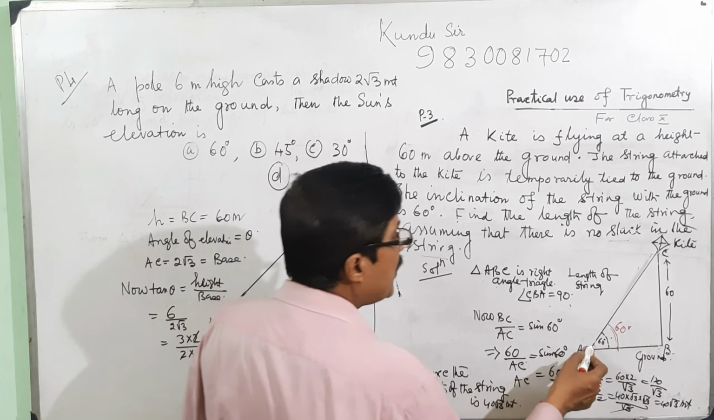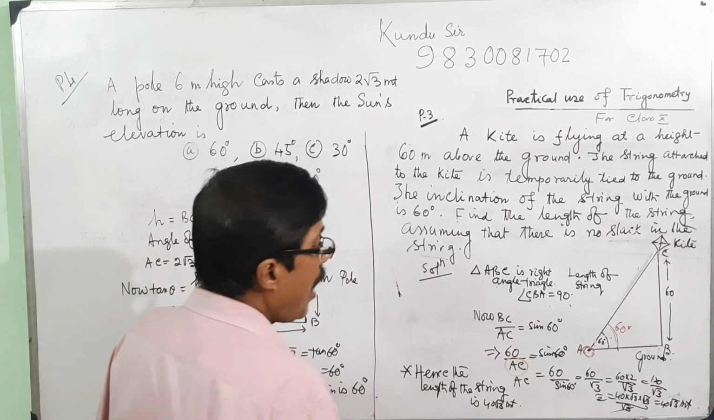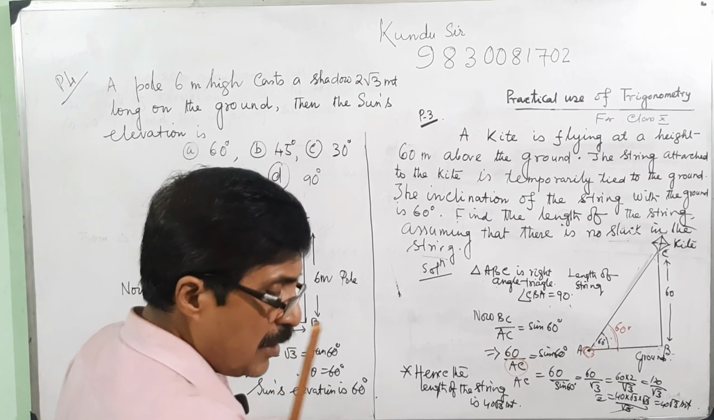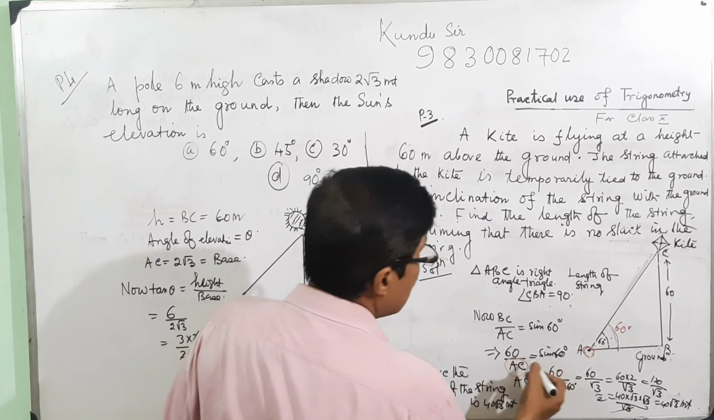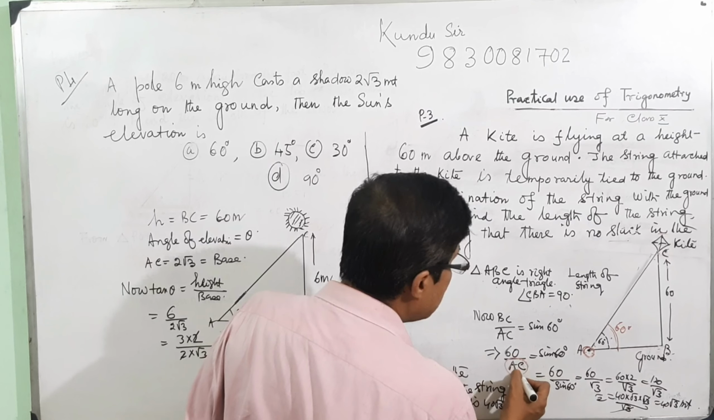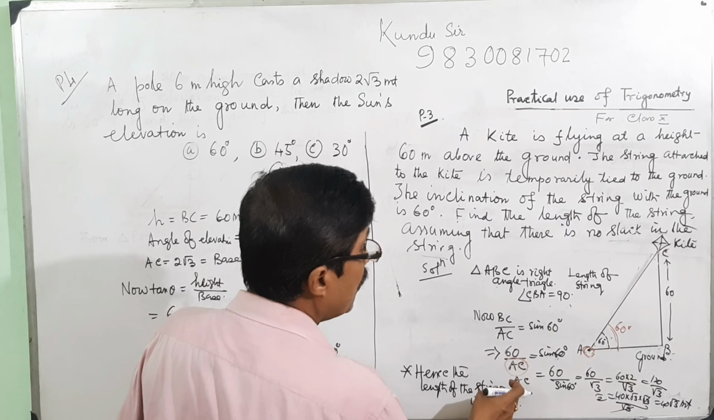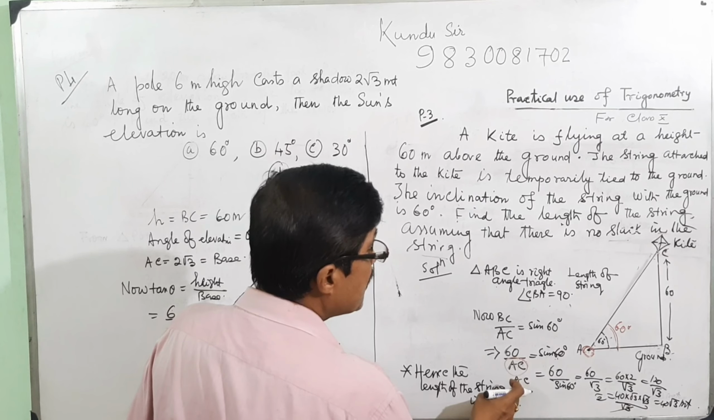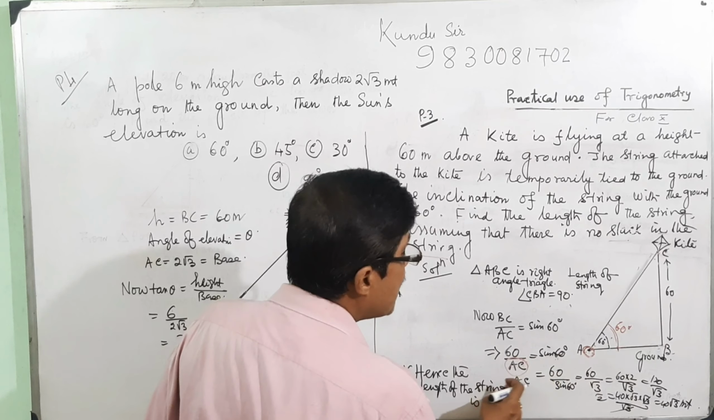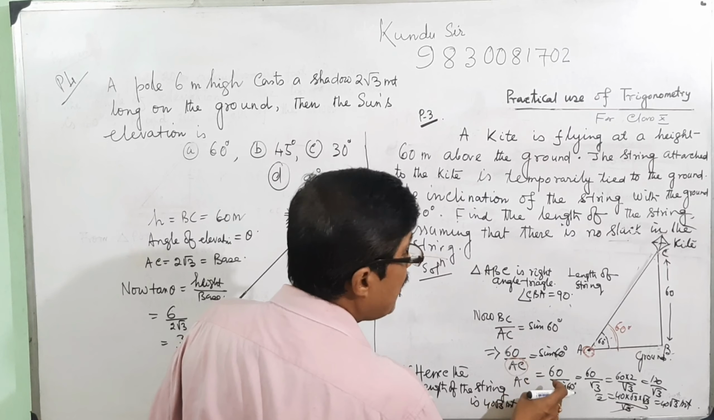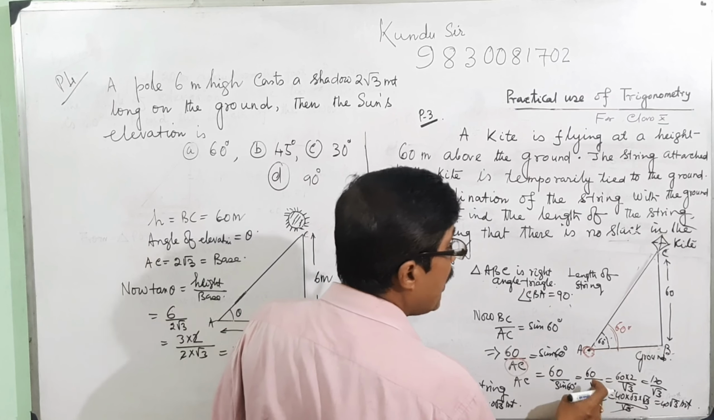We have to find out AC. Now the ratio is 60 by AC equal to sin 60. Therefore, what is AC? AC equals 60 upon sin 60. Sin 60 equals root 3 by 2.